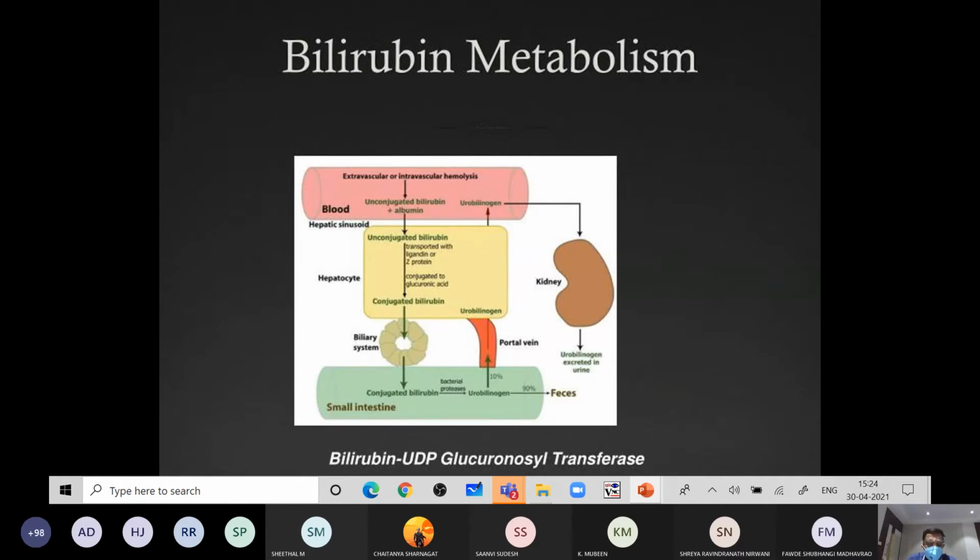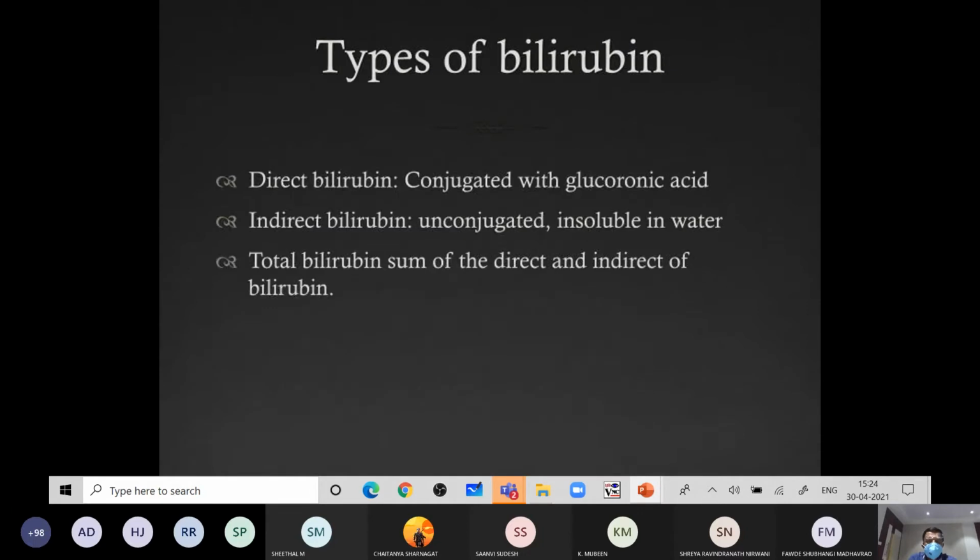its deficiency leads to conditions called uptake defects, such as Gilbert and Dubin-Johnson syndromes. Types of bilirubin: direct bilirubin is conjugated with glucuronic acid; indirect bilirubin is unconjugated and insoluble in water; total bilirubin is the sum of direct and indirect bilirubin. Okay, types of bilirubin. Is it clear?